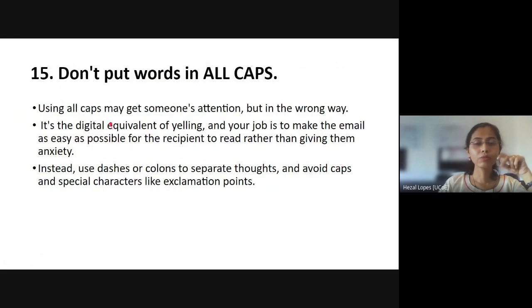Okay. My next point is, don't put words in all caps. Using all caps may get someone's attention, but in the wrong way. If you use all capital letters, it is catchy, but it goes in the wrong direction. It is the digital equivalent of yelling, and your job is to make the email as easy as possible for the recipient to read rather than giving them anxiety. So if you write everything in capitals, of course the recipient will be tense. Instead, use dashes or colons to separate the thoughts and avoid capitals and special characters in the subject line.